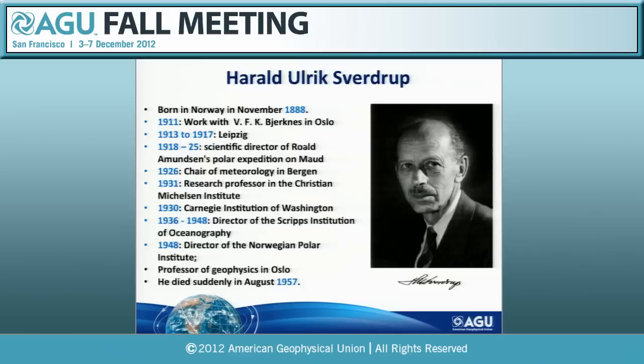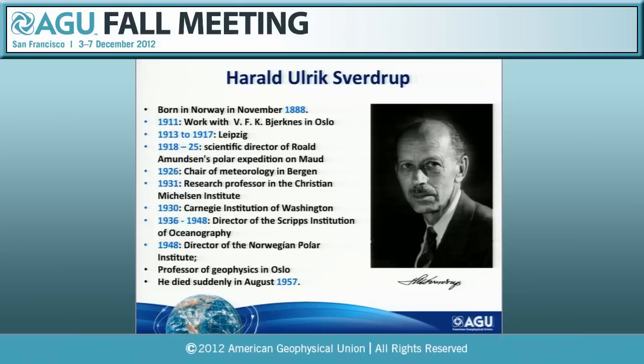Now, a little bit about Harald Ulrik Sverdrup. He is a Norwegian, born in 1888. He started to work with Bjørknes in Oslo. A lot of you probably know Bjørknes from his climate work. That was in 1911. Then he moved to Leipzig, where he spent time between 1913 and 1917. And then he went on a polar expedition with Amundsen between 1918 and 1925. He became chair of the meteorology department in Bergen, Norway, also a well-known place for oceanography and meteorology.